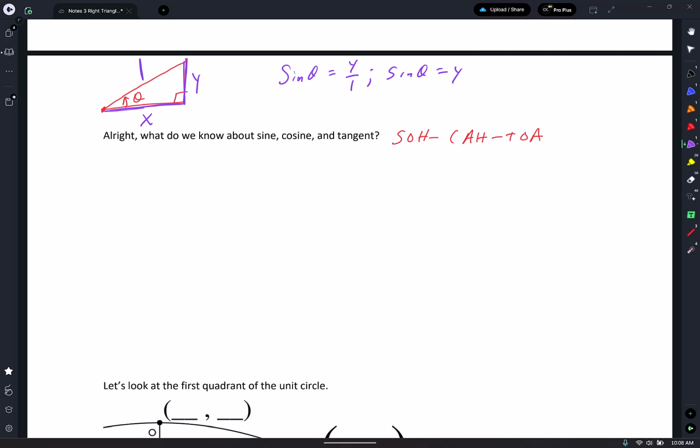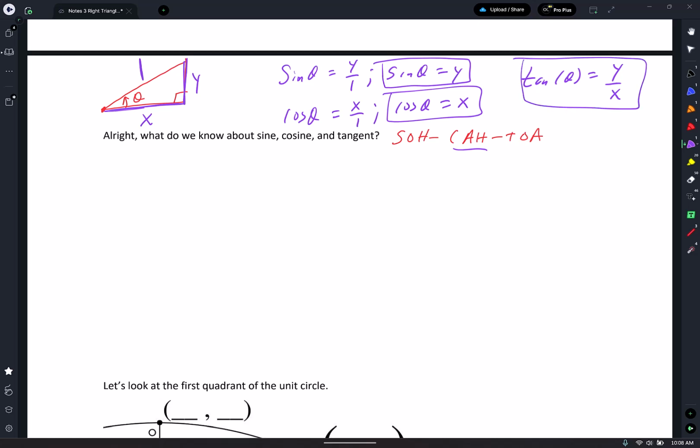Did we see that, guys? Cosine is adjacent divided by hypotenuse, which is 1, so cosine is just x. Are we okay with that? Tangent of this angle is just y divided by x. We're going to go back to those. Put this in a rectangle, put this in a rectangle, put this in a rectangle.